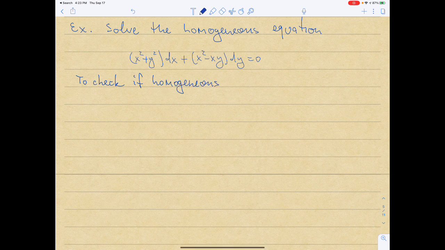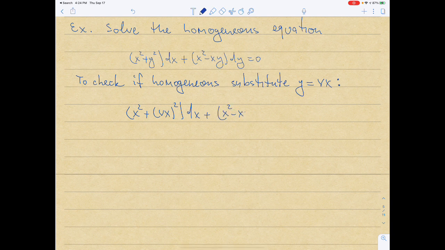you need to substitute y equal to vx. So if you do that, you'll have (x squared plus v x squared) dx plus (x squared minus x times vx) dy equal to 0.